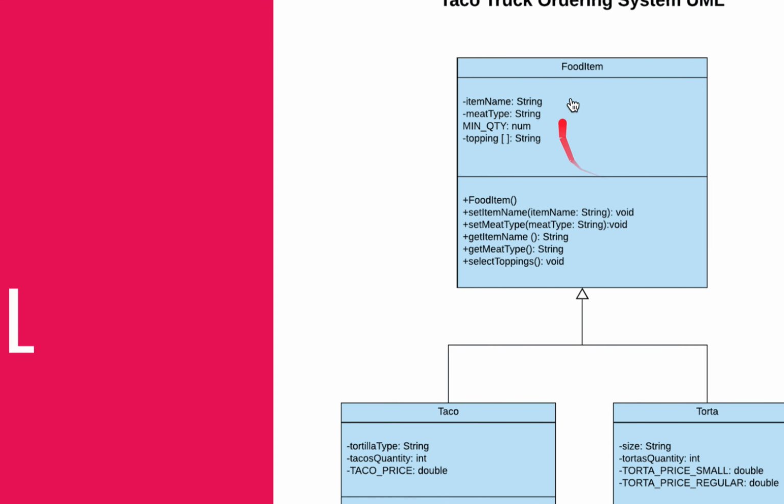This is the UML for the food item class. It has an item name, meat type, minimum quantity, and the toppings. So these are the constructors, the getters and setters, with an extra method here for the toppings.